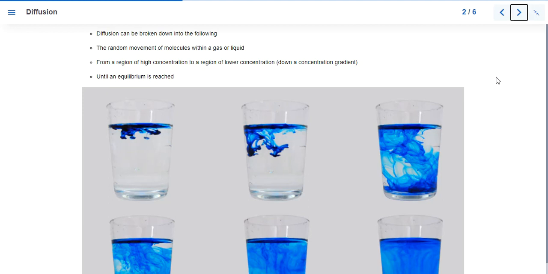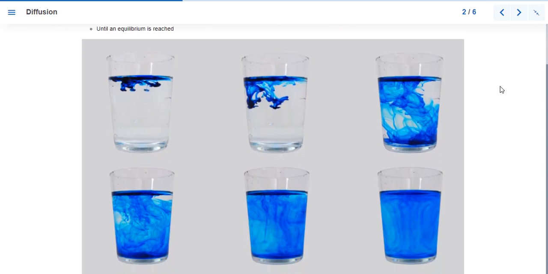We have a diagrammatic illustration here showing us potassium permanganate when it was introduced into water and until it reached equilibrium.